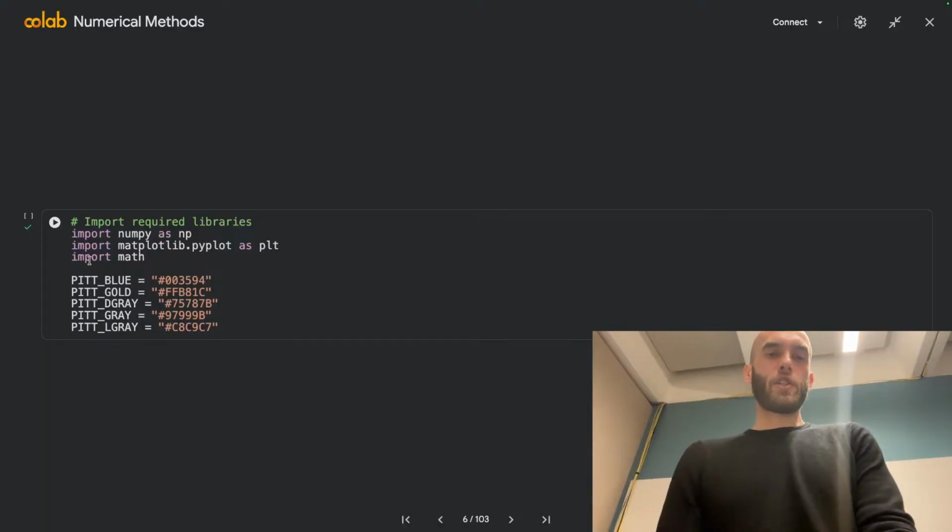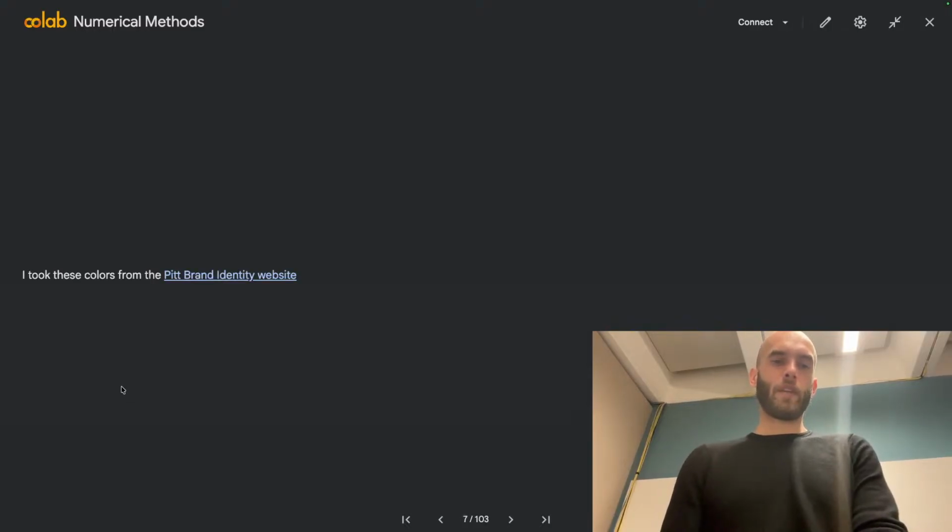Okay, so this is just some imports. I'm going to run this. I have some colors here we'll use throughout. These are just PIT standard colors. I got them from this link. You can take a look at that.